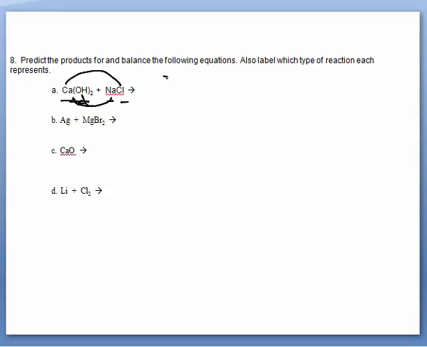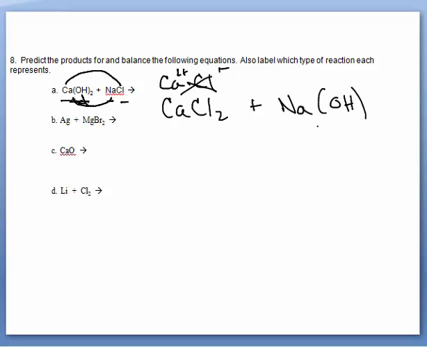So anyway, we're going to take calcium and chloride and make a formula. So look on your periodic table. Calcium is 2 plus, chloride is 1 minus, so we'll have CaCl2 after we crisscross. And then our other product, sodium is 1 plus, hydroxide is 1 minus, so we have NaOH. And then what we'll want to do is balance those. So we need 2 chlorides, and then 2 sodiums, and then we should be good.